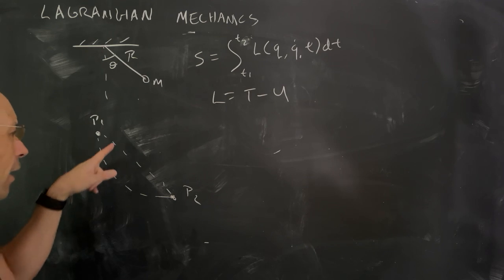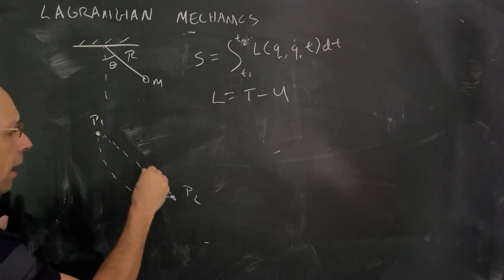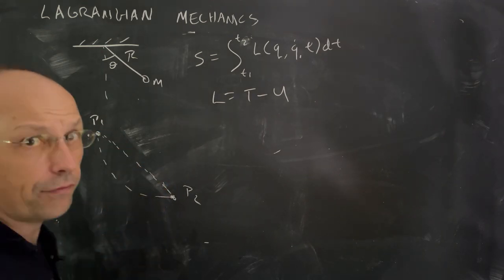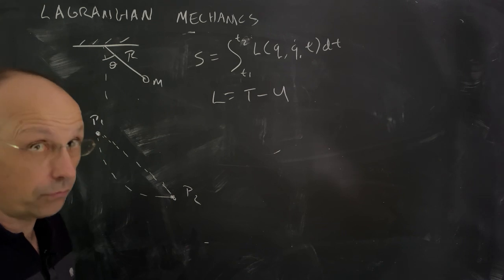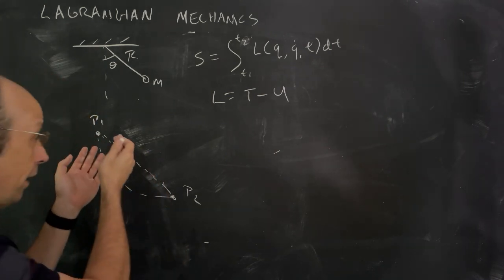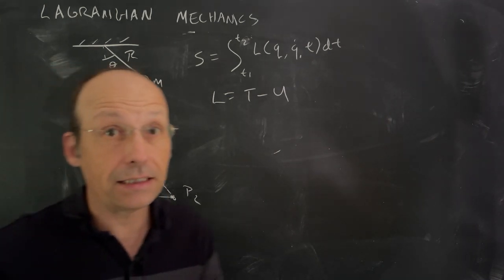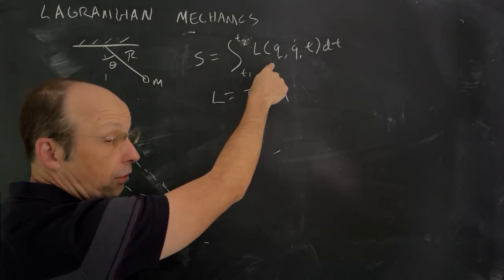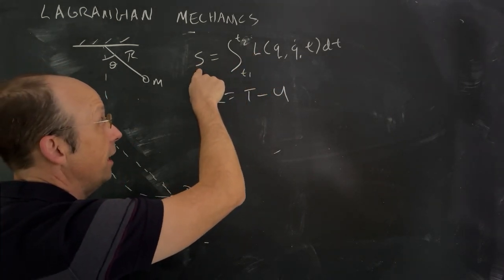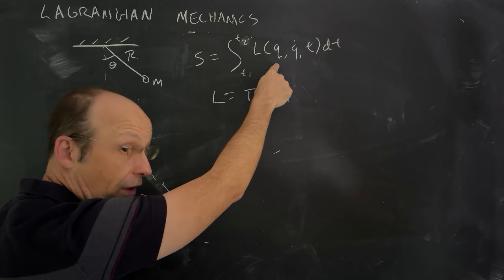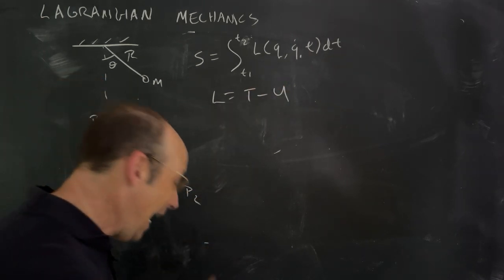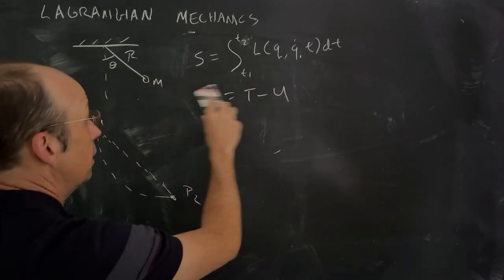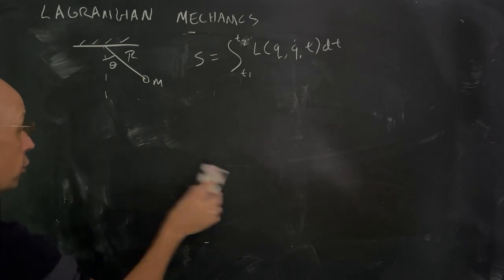Okay, but how do you find that path? I can find the time along some path, but how do I find the path? That's the problem, right? How do I find a function that minimizes an integral? Because that's what we have here. We have an integral that we want to minimize the result of by changing that function. And the result is called the Euler-Lagrange equation.